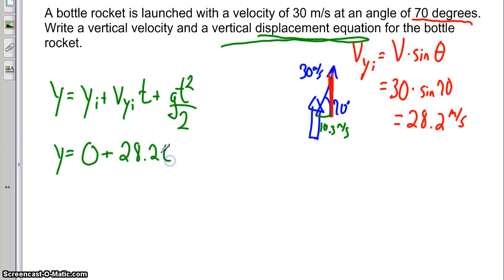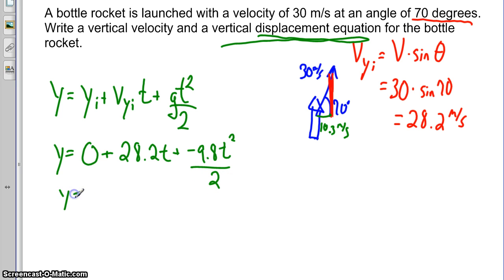times t. Sorry, let me describe again. This is the same thing as that. We only care about the vertical velocity. Notice that I'm never using 30 after this part right here. I use 30 right here, and then I never use it again, because I just don't need it. At this point, I only care about the vertical piece, and once I have that, that's going to go here. Plus g is still negative 9.8 t squared over 2.